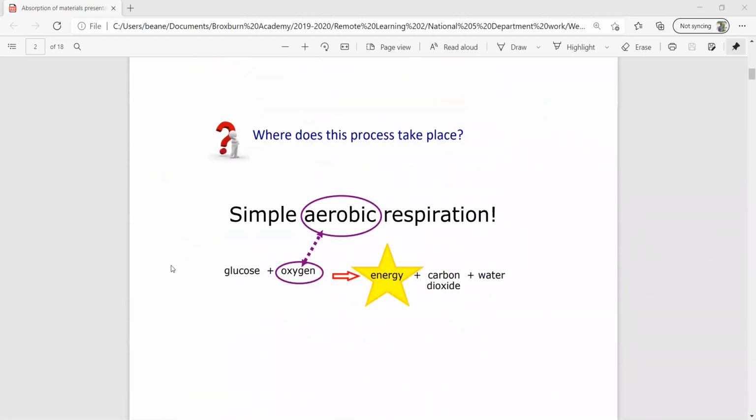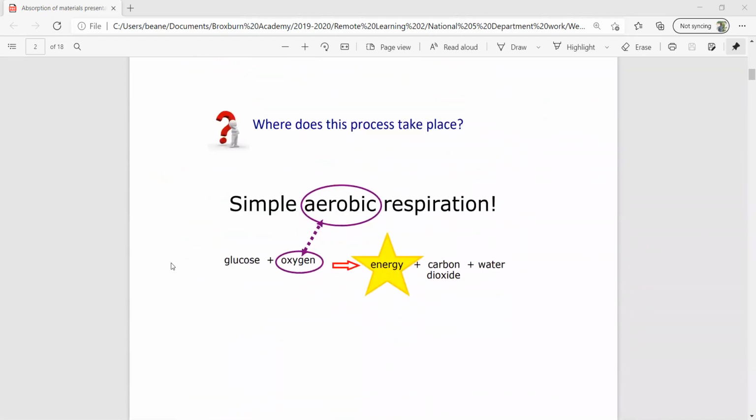So in this topic, one thing that we really need to consider is aerobic respiration. So first of all, where does this process take place? And the answer to that question is that it takes place inside all living cells. So it doesn't matter if we're talking about a simple single-celled life form like a bacteria or something more complex like ourselves. Every living cell has to be able to carry out aerobic respiration.